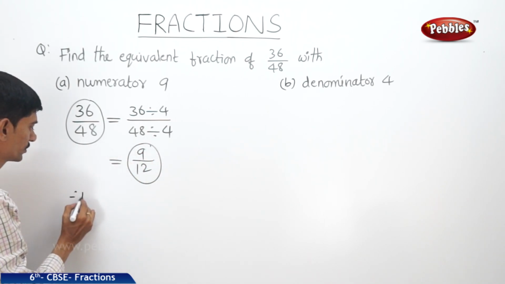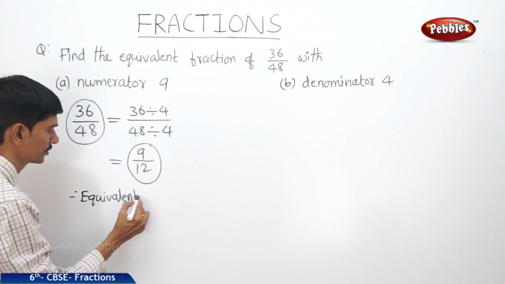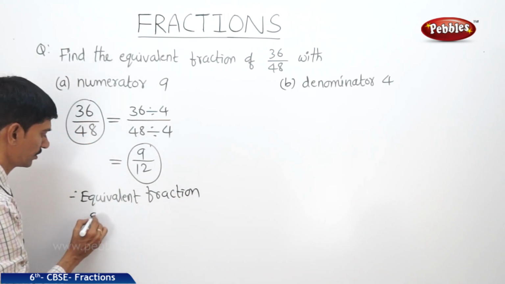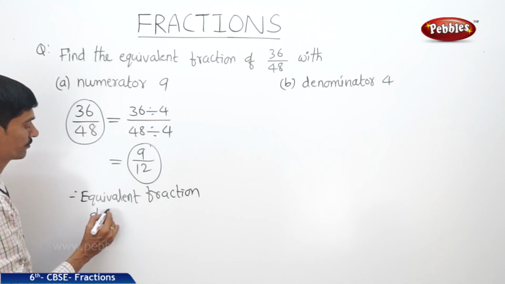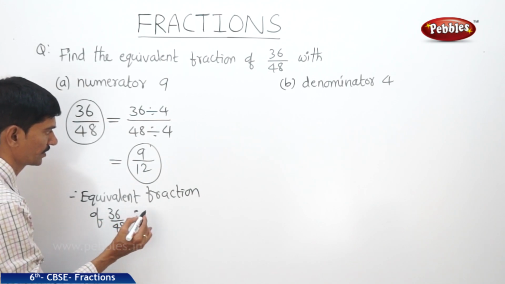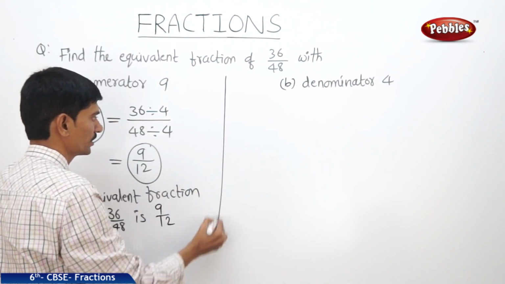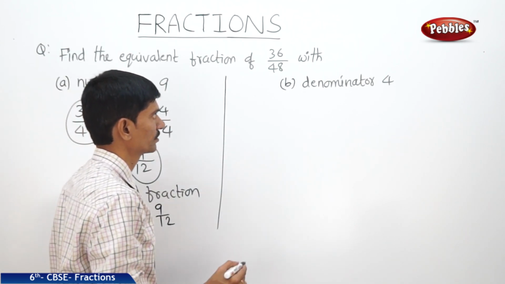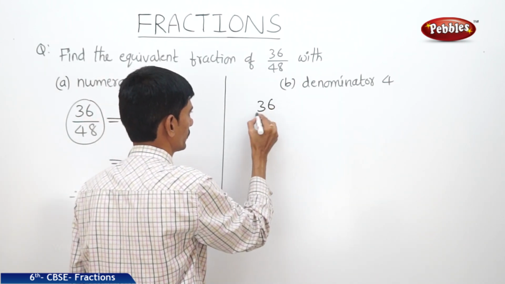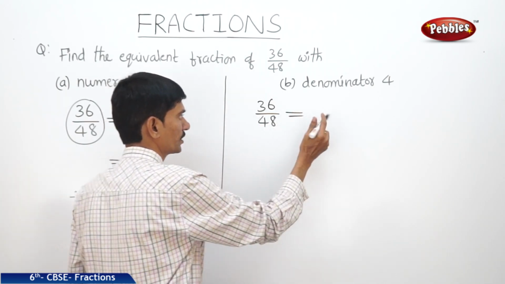Therefore we can write that equivalent fraction of 36 by 48 is 9 by 12. And the second case, denominator 4. So 36 by 48 equals to the denominator 4.